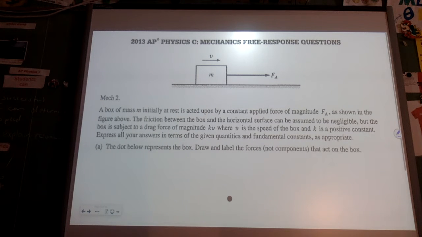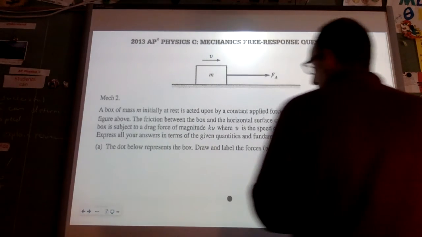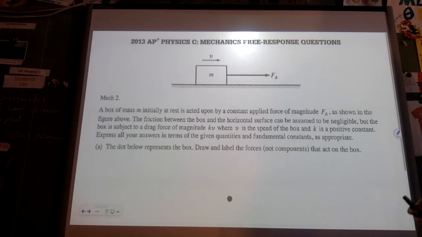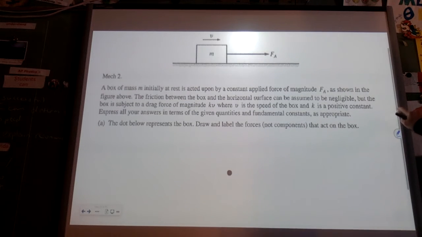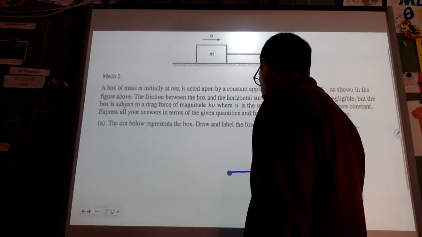A box of mass m initially at rest is acted upon by a constant applied force of magnitude F sub A, as shown in the figure above. The friction between the box and the horizontal surface can be assumed to be negligible, but the box is subject to a drag force of magnitude kv, where v is the speed of the box and k is a positive constant. Express all your answers in terms of given quantities and fundamental constants as appropriate. The dot below represents the box. Draw and label the forces, not components, that act on the box.